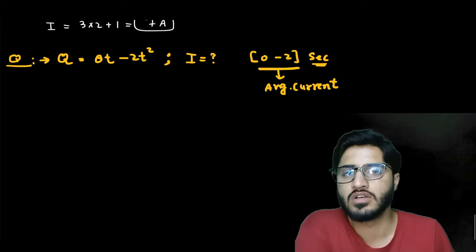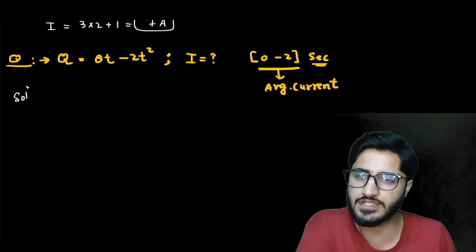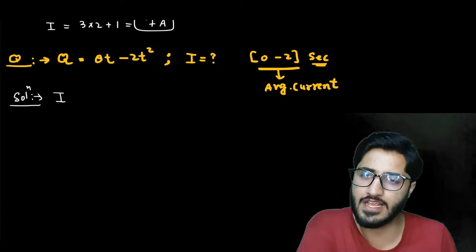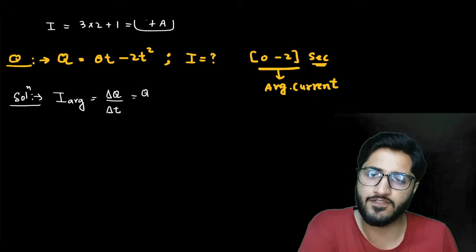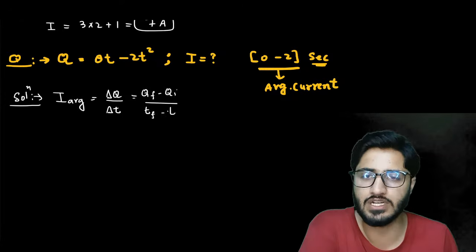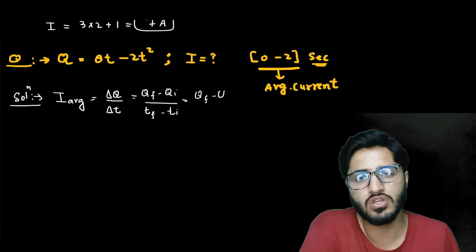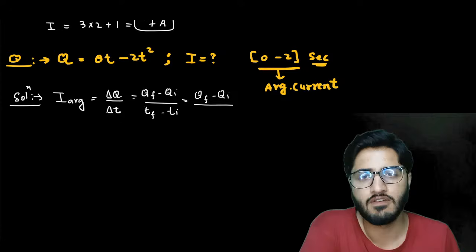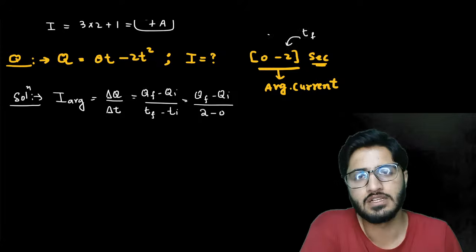So how to get my average current? My average current, I average, is equal to delta Q by delta T. Delta means change. It is final charge minus initial charge divided by final time minus initial time. Q final and Q initial we don't know; final time is 2 seconds, initial time is 0.